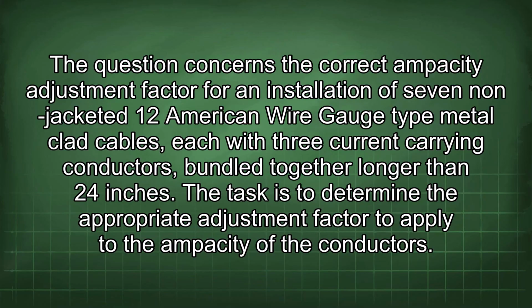The question concerns the correct ampacity adjustment factor for an installation of 7 non-jacketed 12 American Wire Gauge Type MC cables, each with 3 current-carrying conductors, bundled together longer than 24 inches. The task is to determine the appropriate adjustment factor to apply to the ampacity of the conductors.